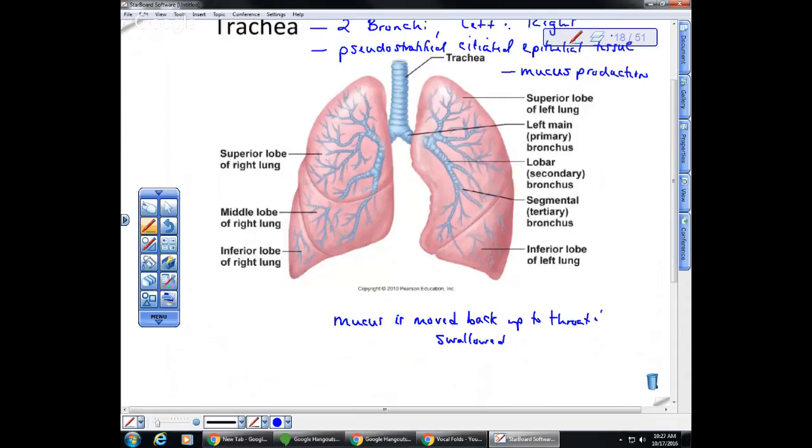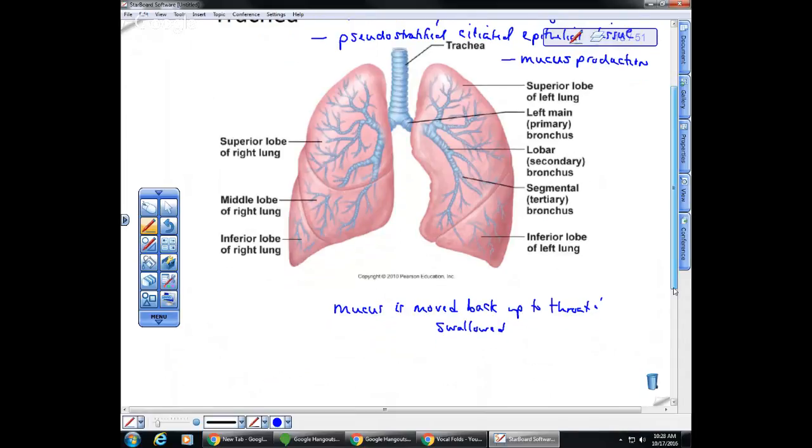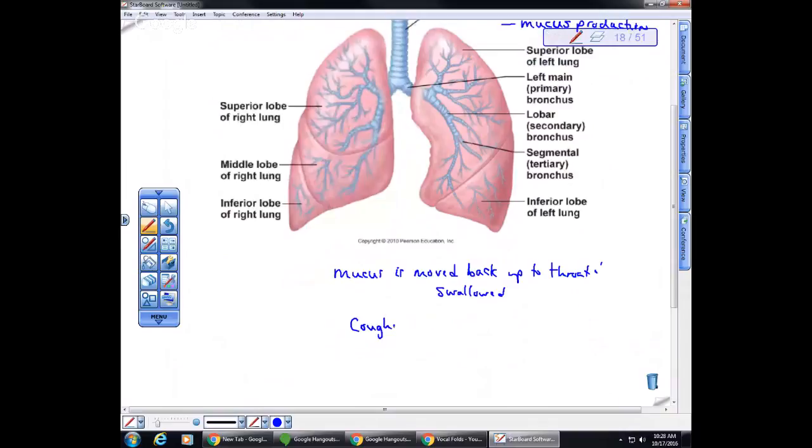So if the cilia are not able to do their work or too much mucus is produced, then we sometimes cough. So coughing aids in the movement of this mucus. And it's really important that our lungs do not fill up with mucus because then we have a hard time breathing, but also bacteria can get inside that mucus and then start to reproduce, and then you get pneumonia.